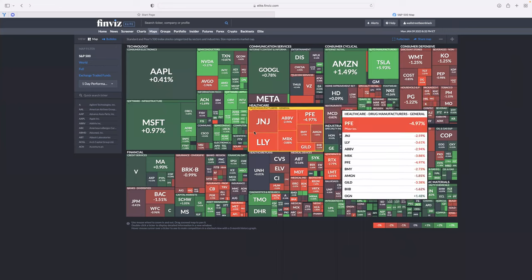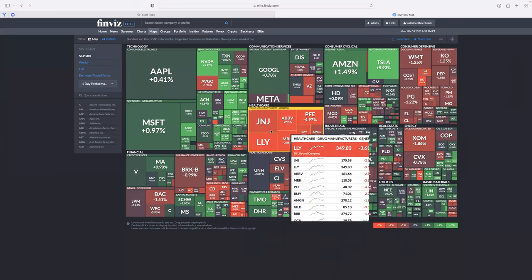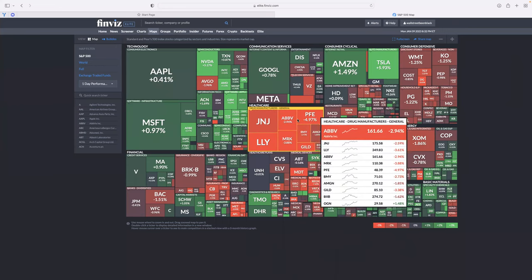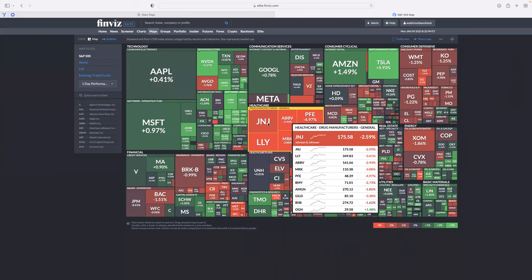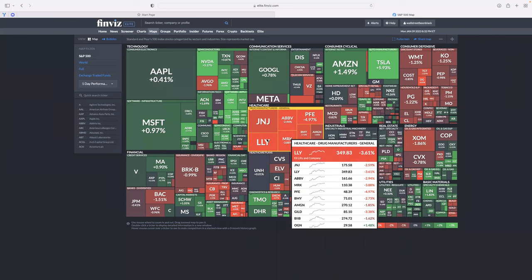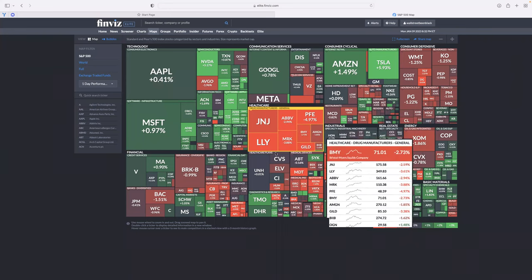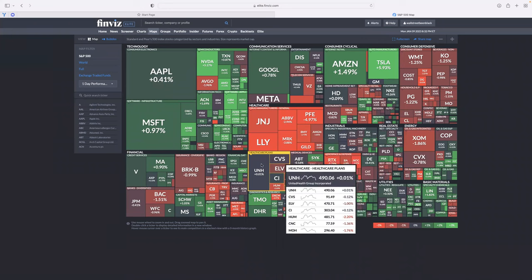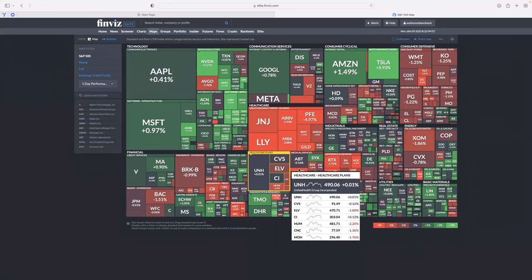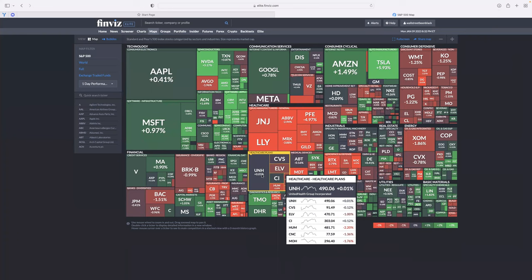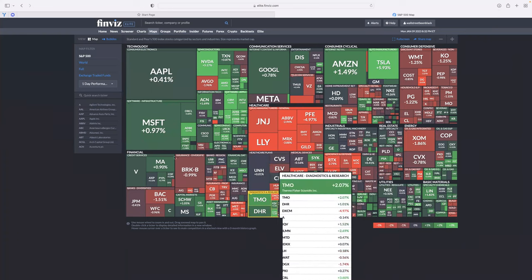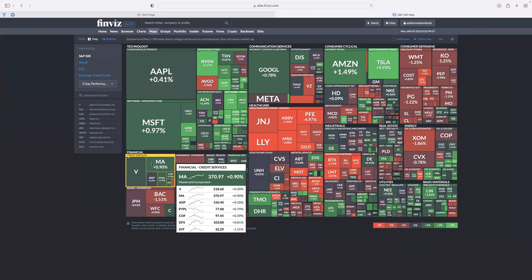I definitely love Altria. Over here in the heart of the stock market, we have healthcare, of course. With the drug manufacturers, y'all know Johnson & Johnson, AbbVie, Eli Lilly, Pfizer, Bristol Myers. You have your healthcare plans, CVS, United Health Group, and so on, right? Well, I really want to show y'all every sector, so let me stop saying so on and so on.